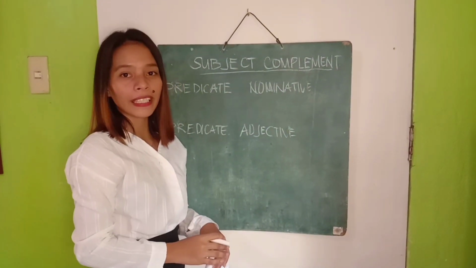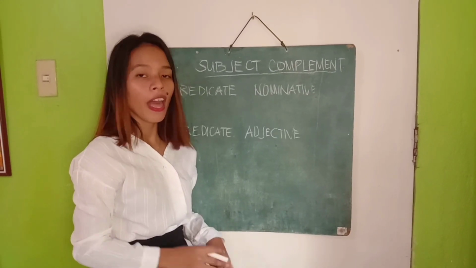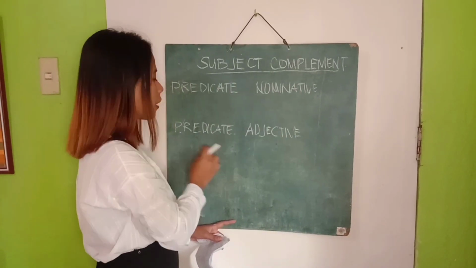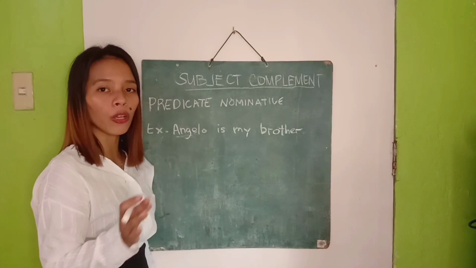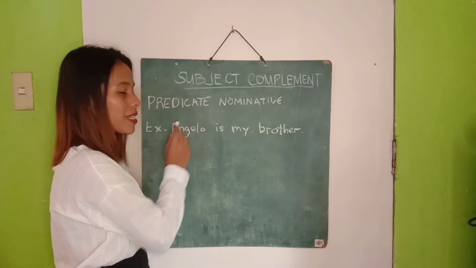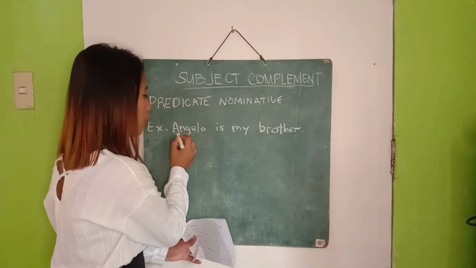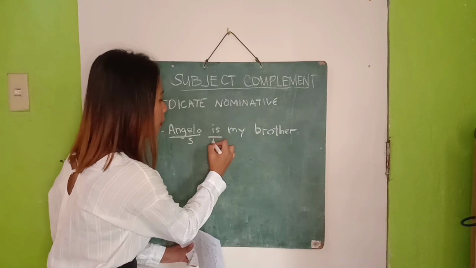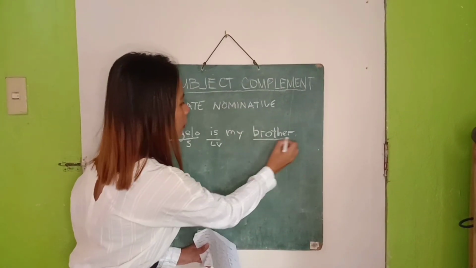A subject complement is a noun, pronoun, or adjective that completes the meaning of a linking verb. There are two types of subject complement: predicate nominative and predicate adjective. A predicate nominative is a noun that follows a linking verb. It renames the subject. For example, Angelo is my brother. Angelo is our subject here, and is is our linking verb, while brother is our subject complement.